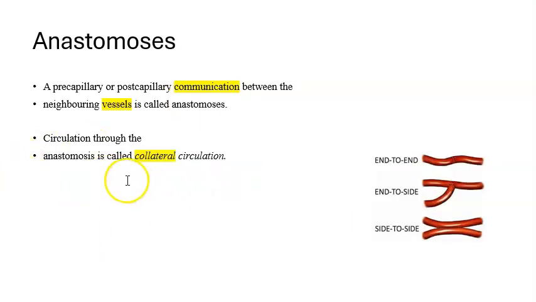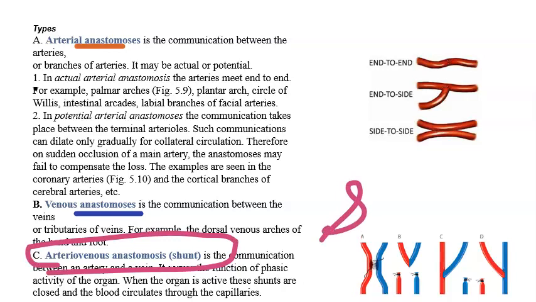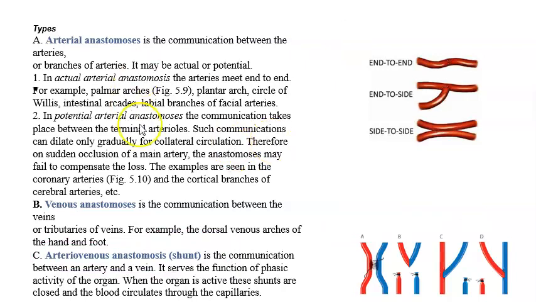Then what are the types of anastomosis they've asked? This is just a 3 marks question, so we'll just write that it is going to be arterial anastomosis. As I told you, it can happen between arteries, or between veins, venous anastomosis, or between artery and vein, then it will be arteriovenous anastomosis or a shunt. The word shunt is used for arteriovenous anastomosis. They've asked for types and examples, so we have to write more. Examples also we have to write.